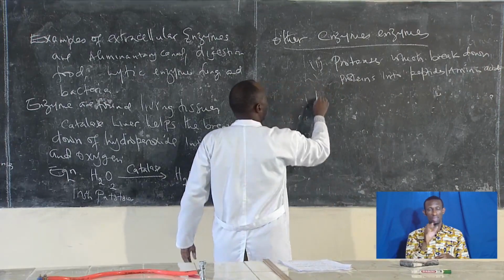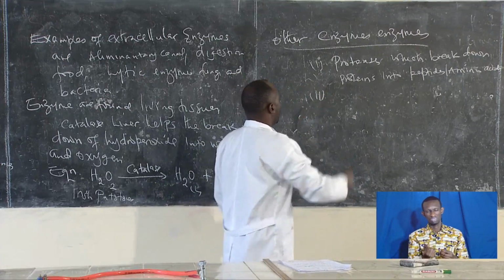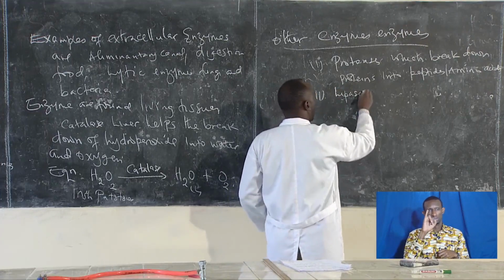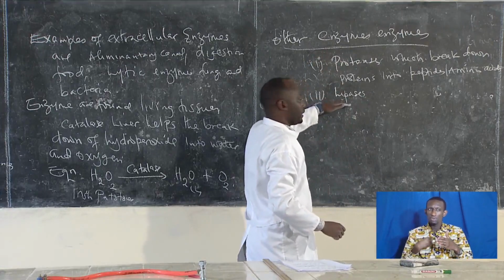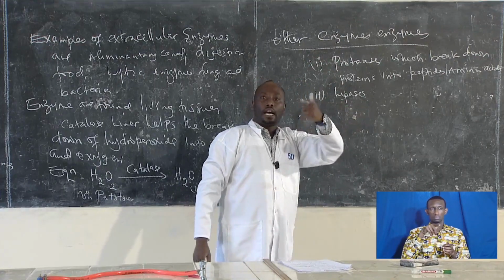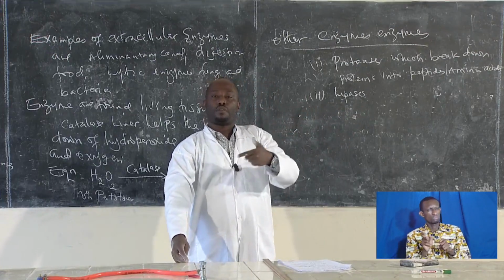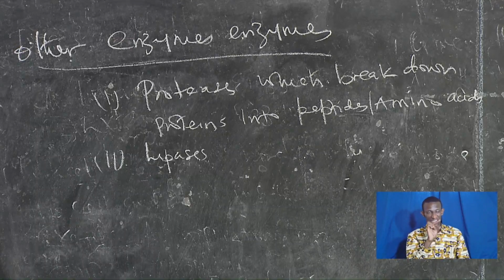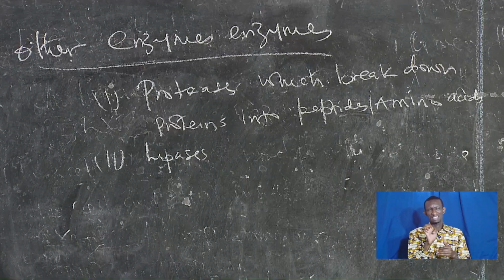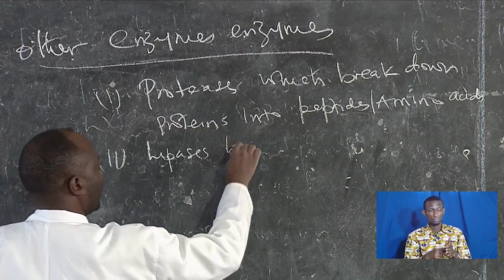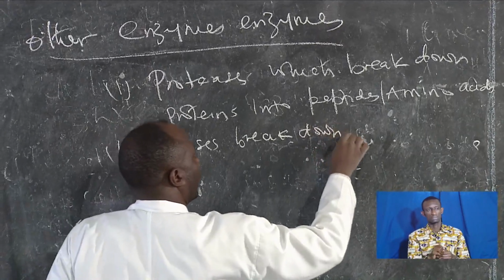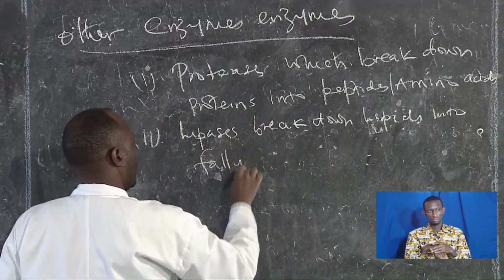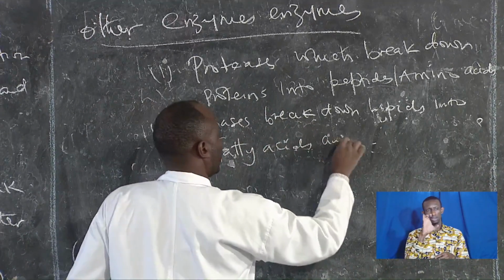Number two, we have another form of enzyme which acts on lipids, which we call lipase. And before I talk about protease and lipase, most of the enzymes have a suffix which is called ase. The presence of ase indicates it is an enzyme. When you get anything and you add something like ase, catalase, protease, lipase, it means it is an enzyme. All right. So lipase breaks down lipids into fatty acids and glycerol. Good, fatty acids and glycerol.